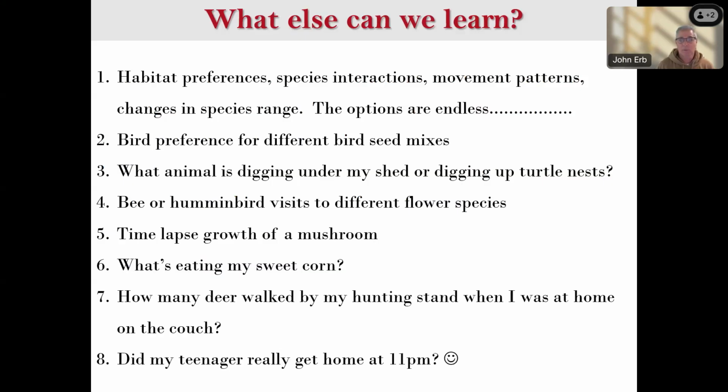You can figure out what bird seeds attract the most diverse bird species at your feeder, what's digging under your shed, what bees and hummingbirds are visiting which flower species. You can even put a camera on a small object, a mushroom, and get time lapse. Tell it to take a picture every 30 seconds for 2 days. Time lapse of a mushroom growing. What's eating your corn? And I joke on the last one, but if you want to know what time your teenager came home at night, just saying.